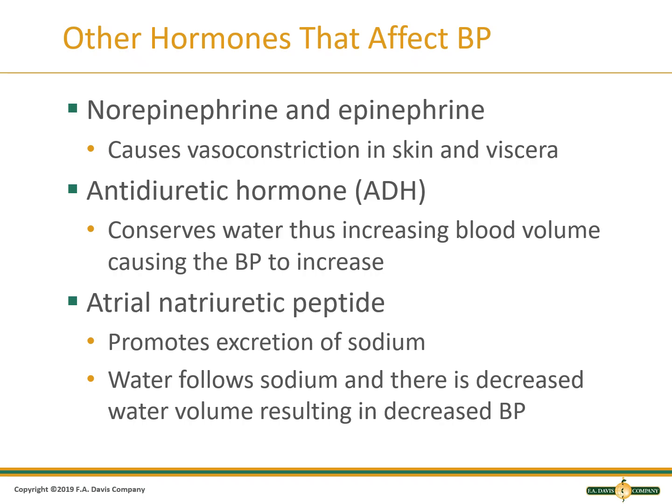Antidiuretic hormone, or ADH, secreted from your posterior pituitary gland, helps to conserve water and thus increases blood volume. Anytime you have an increase in volume, you normally will see an increase in blood pressure, just like the opposite will occur. If you see a decrease in blood volume, you normally see hypotension.